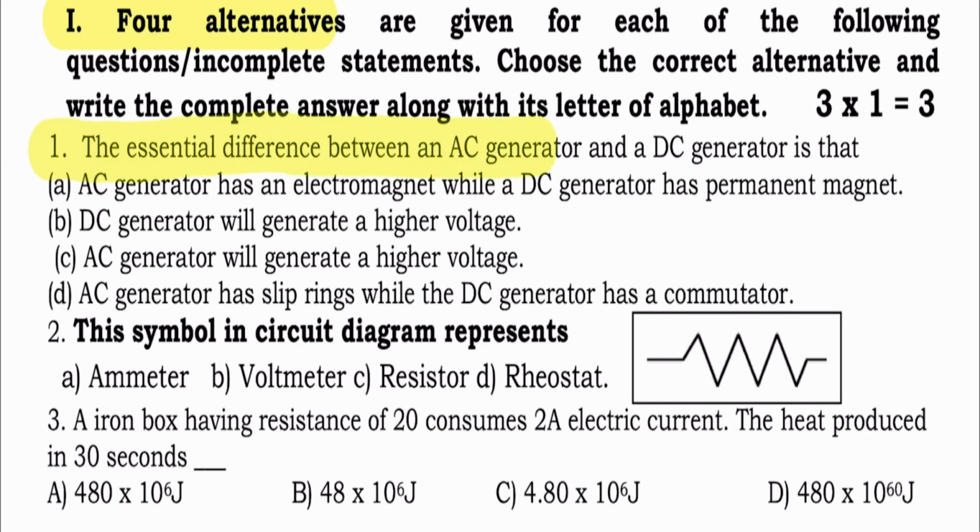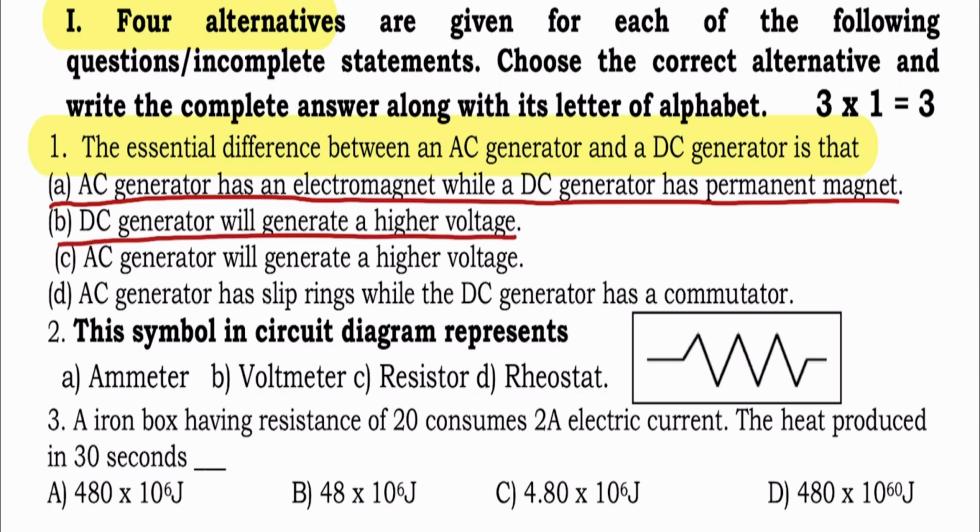First question. The essential difference between the AC generator and a DC generator is that. Option A, AC generator has an electromagnet while a DC generator has a permanent magnet. Option B, DC generator will generate a higher voltage. Option C, AC generator will generate a higher voltage. And option D, AC generator has slip rings while the DC generator has a commutator. So the answer for this question is option D. AC generator has slip rings while the DC generator has a commutator. Let's go to next question.